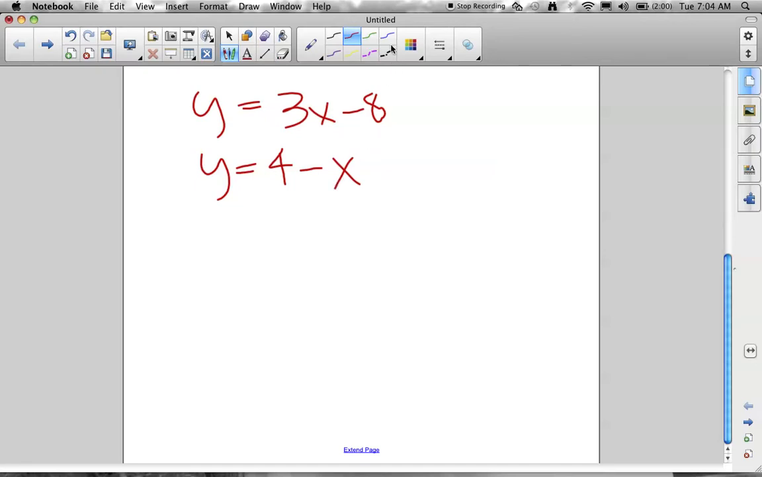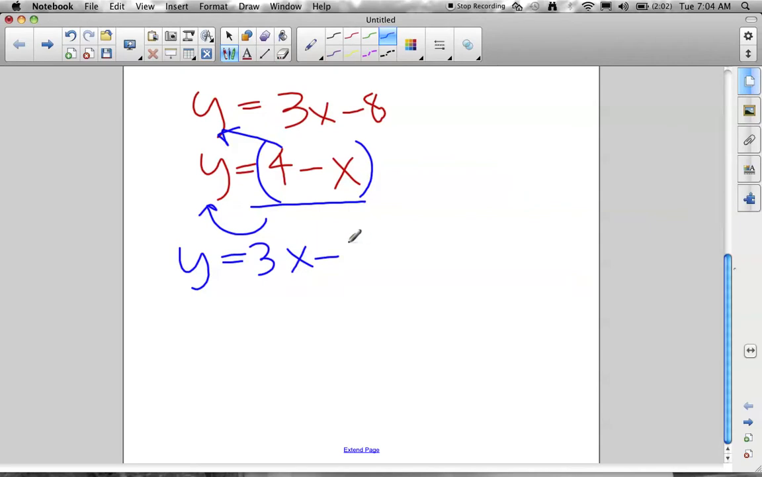So I am going to take this second equation here, y equals 4 minus x. And I am going to plug this in for which variable? Well, which variable does this represent? It represents y. So I'm going to plug 4 minus x in for y into the other equation. Okay? You always are taking one equation and plugging it into the other. So I have y equals 3x minus 8.